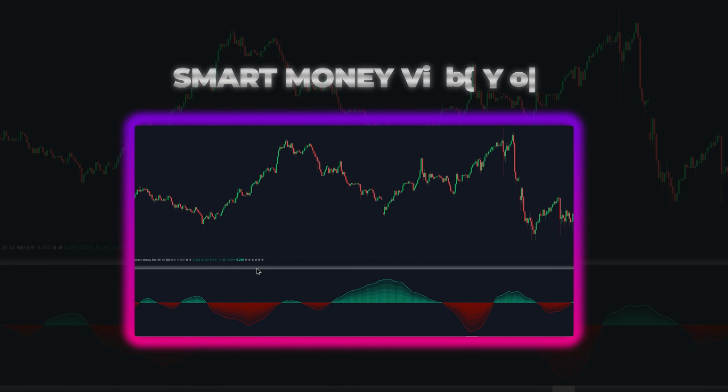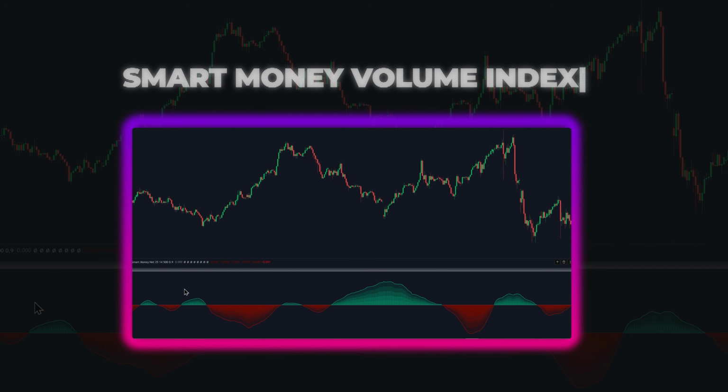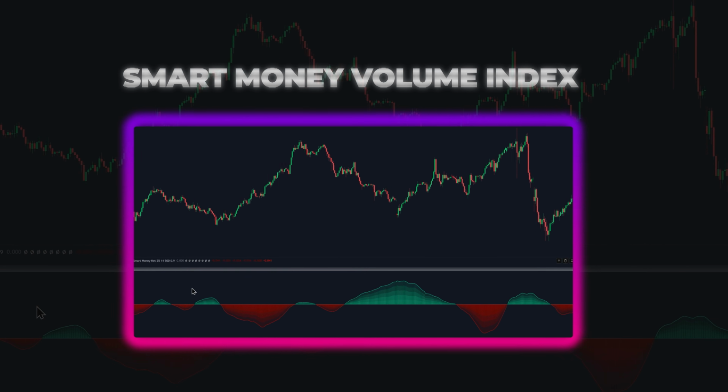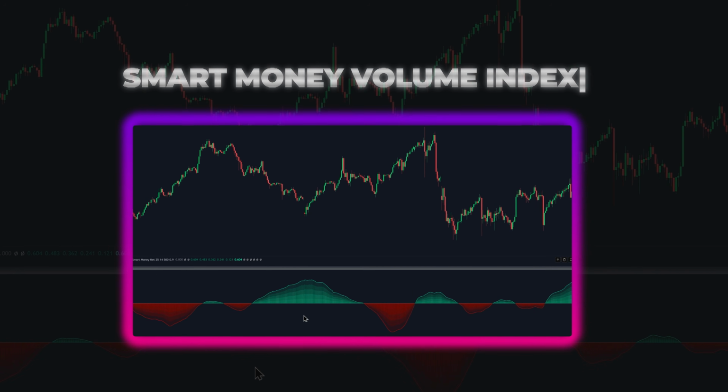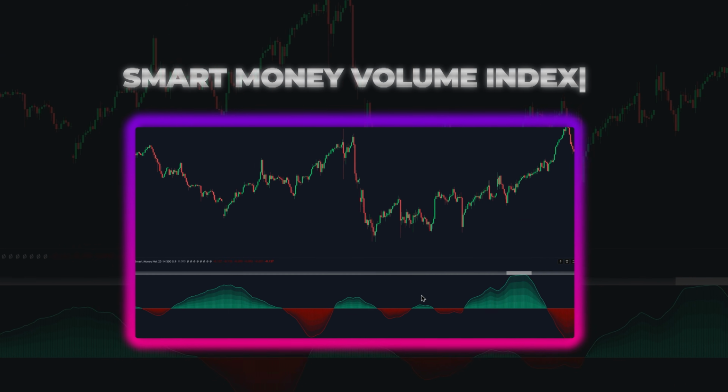That's the whole point of the Smart Money Volume Index by AlgoAlpha. It takes volume behavior and turns it into a clean oscillator that shows whether buyers or sellers are actually in control, how strong that control is, and when interest hits extreme levels that usually matter.